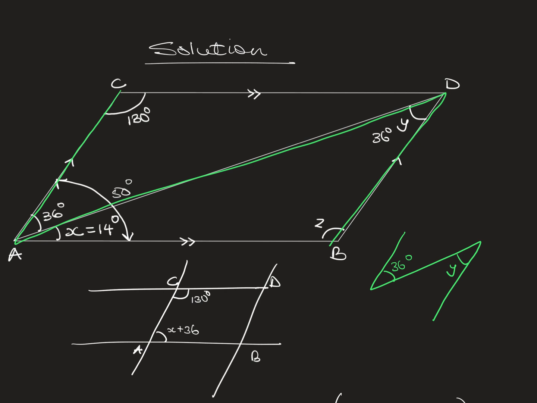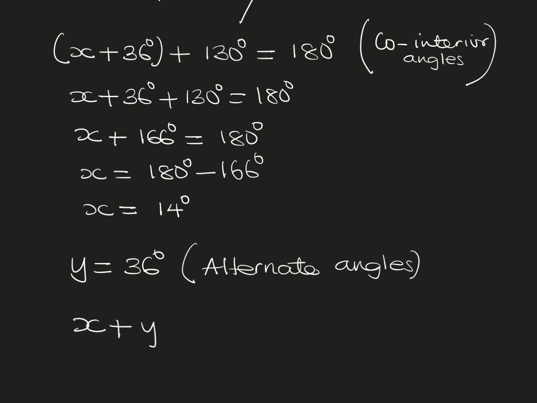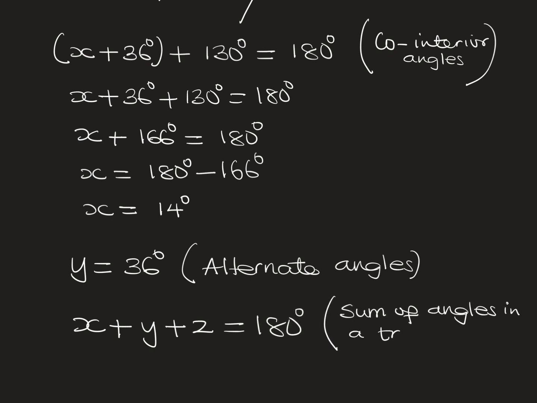Now, how do we find z? Well, if you look at this triangle shape, where you have x, y, and z, you know that the sum of the angles will be 180 degrees. So x plus y plus z is equal to 180 degrees because of sum of angles in a triangle.